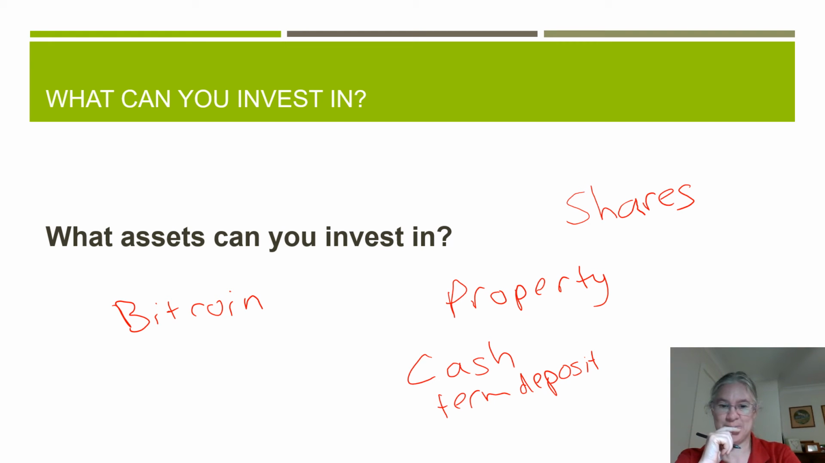Anything else? Let's go on and see what we can find out in our list. We're barely touching the surface here. Shares, property, cash, Bitcoin. There are a lot more. Let's have a look.